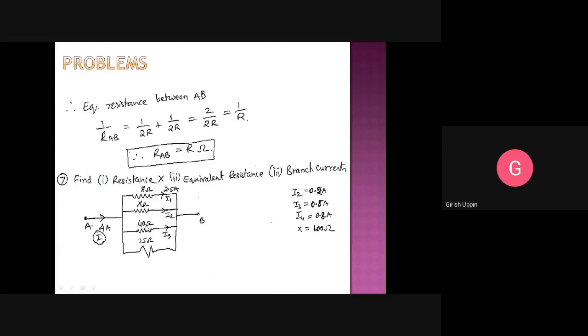We will move to the next one. V is equal to 40 into I3. V is 20, right? 20 is equal to 40 into I3, or I3 is equal to 20 by 40, that is 0.5 amperes. So I3 we found out. Similarly, this is I4. V is equal to 25 into I4. I4 is equal to 20 by 20.